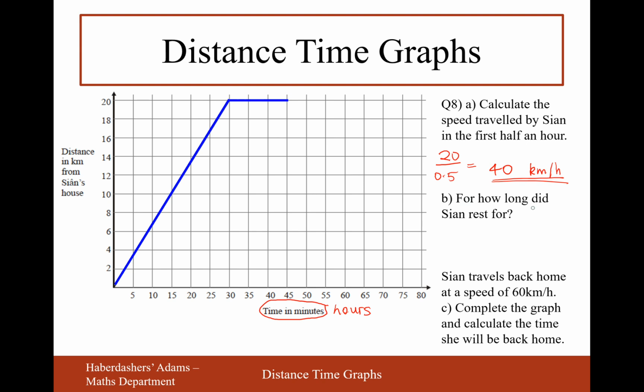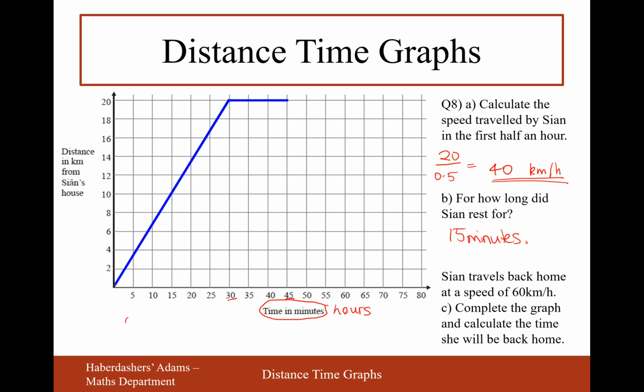Part B is how long did Sean rest for? Well, that's in between 30 to 45 minutes. So we can write 15 minutes here. You don't have to write 0.25 hours. And Sean travels back home at a speed of 60 kilometers per hour. Complete the graph and calculate the time she will be back home.